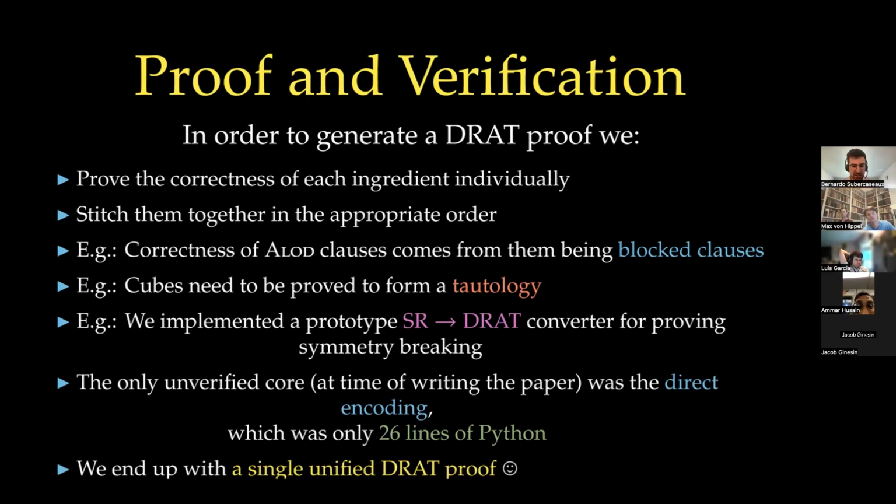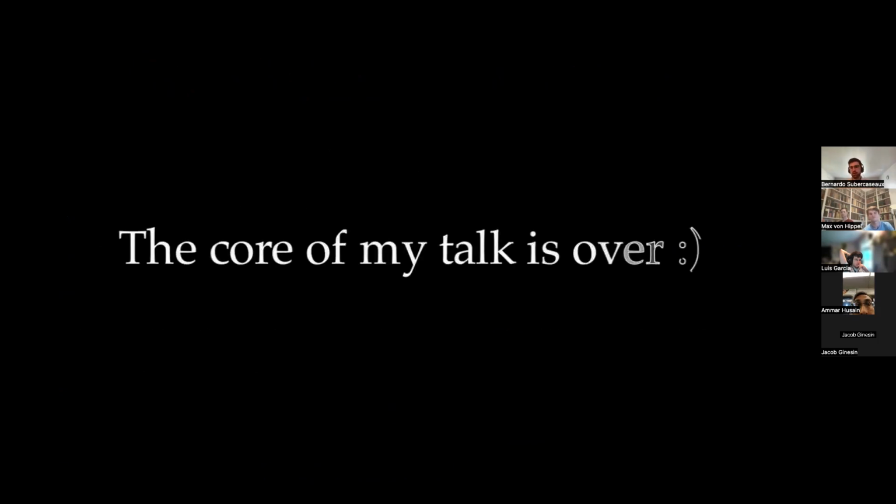So we end up with a single unified DRAD proof that can be independently checked by any computer, and that fully implies that the packing chromatic number of the infinite grid is at least 15. So the proof is for at least 15. We already knew that it was at most 15 because there was a solution with 15 colors. So that's basically the core message I wanted to give, just the different ingredients and sort of tools we were using.